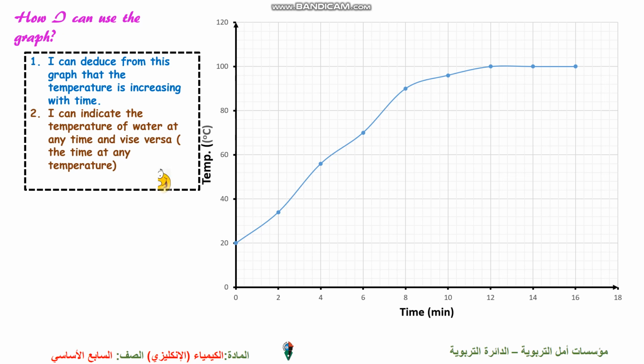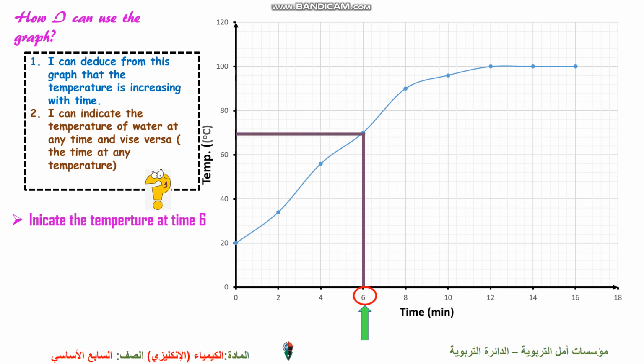How? First, let's see the temperature at time 6. So I want to find time 6 first in this graph. I have time on the x-axis, the horizontal one. So I need to find time 6. This is time 6. Now I will draw a vertical, perpendicular line in order to reach the curve. Then from this point I will draw another perpendicular line to reach the y-axis, which is the temperature. And the point that I reach is the temperature at time 6. So the temperature at time 6 is 70 degrees Celsius.